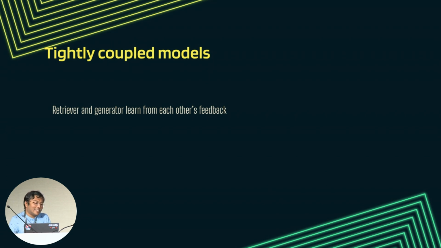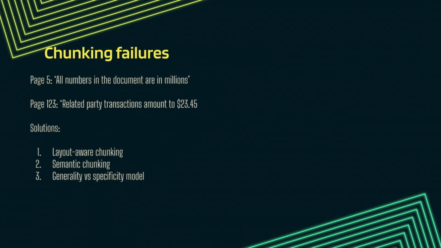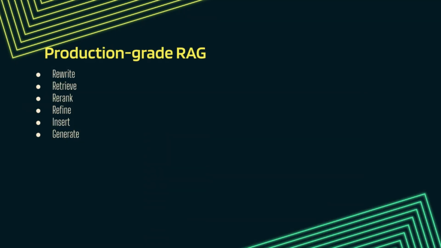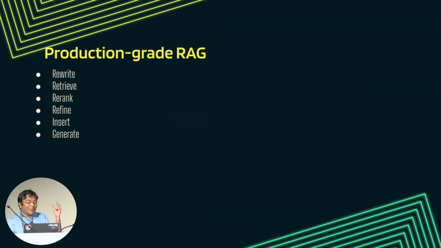But the retriever and generator learn from each other's feedback. So if you look at this, all these steps could be small models, and each of them is learning from each other's feedback. So the generator model needs data in a particular format so that it can give you the right answer. But that feedback can be given to the refine step. The refine step is usually, let's say, a summarizer of the retrieved results.